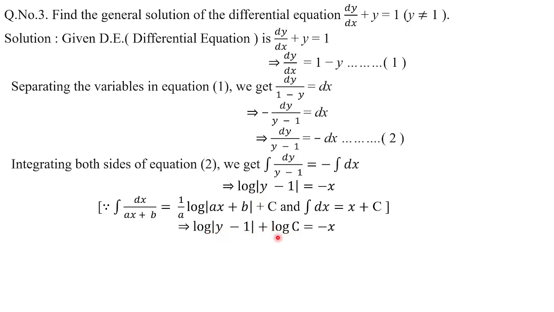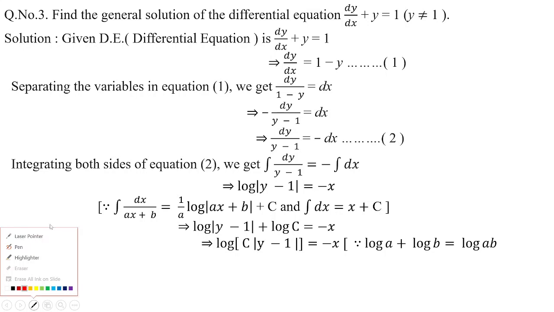Now in the LHS, if you observe, these two terms are in the form of log A plus log B. What is the formula for log A plus log B? Do you remember? Log A plus log B is equal to, yes, log AB. So by using that logarithmic formula, we wrote the LHS: log C into mod y minus 1 is equal to minus x.